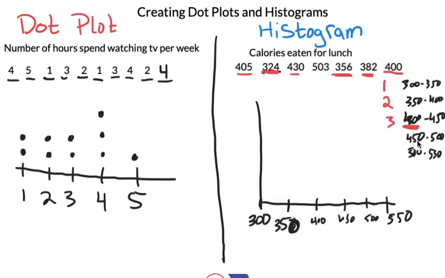How many numbers between 450 and 500? Well, it's 0. And then the last one, how many numbers between 500 and 550? That's 1. Now that we know the frequency of how many times numbers show up in between all these, we can create our histogram.